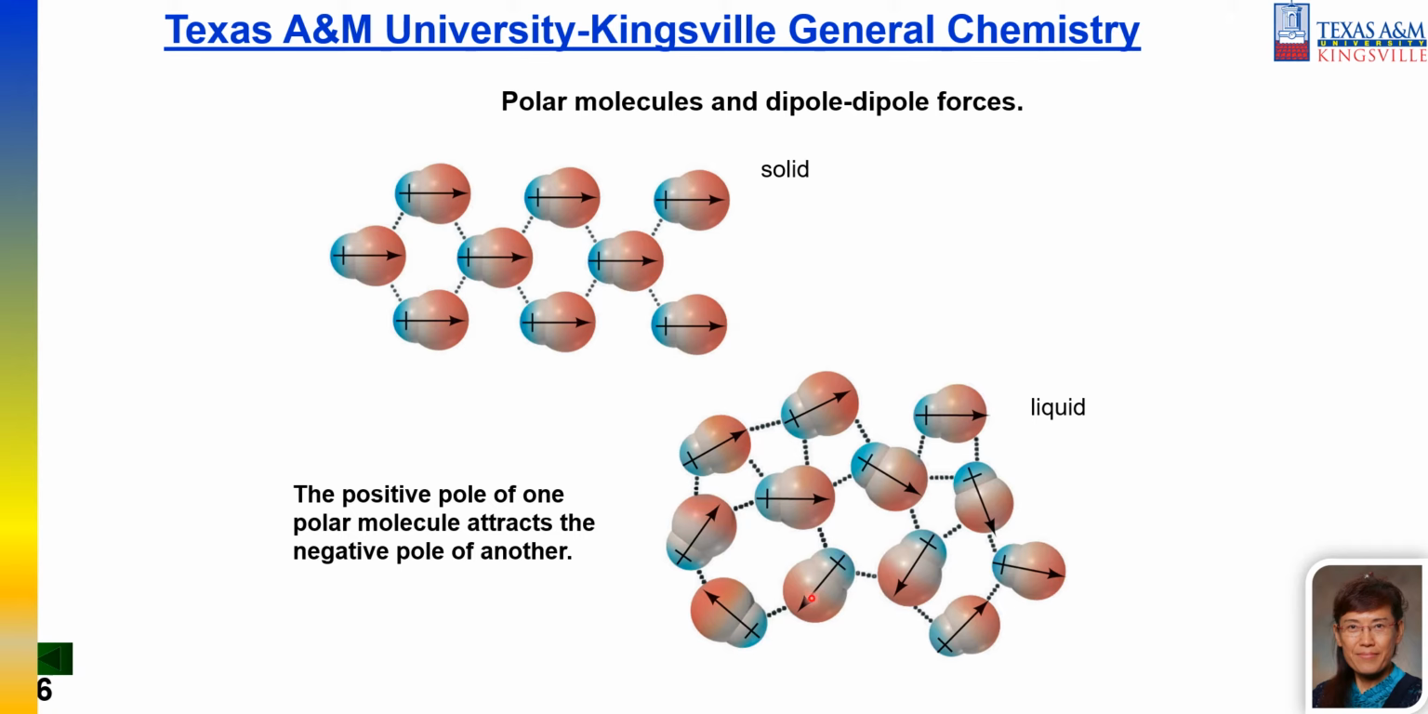So I also showed the different types of intermolecular forces. If you have polar molecules, they are going to result in dipole attraction. Partially positively charged, partially negatively charged, they are going to attract to each other. This is the positive pole, this is the negative pole, they are attracted to each other. In the solid state, they are very well aligned. In the liquid state, they are a little bit random.